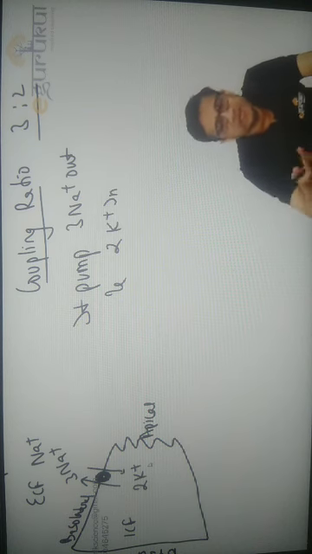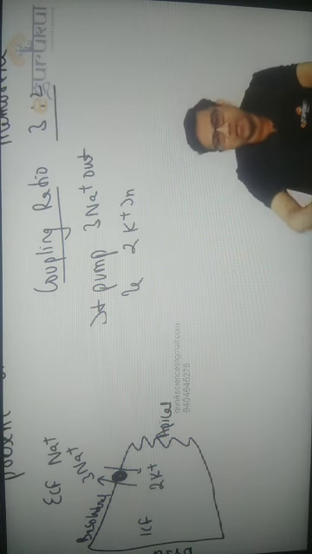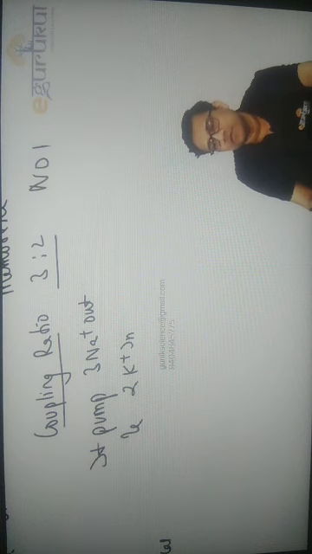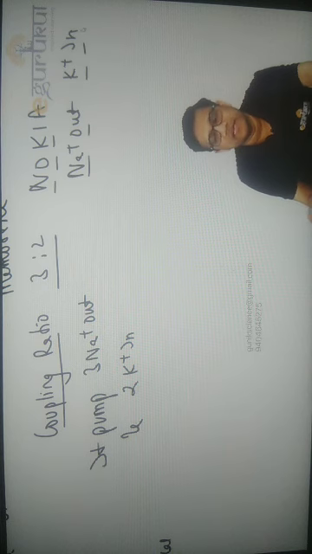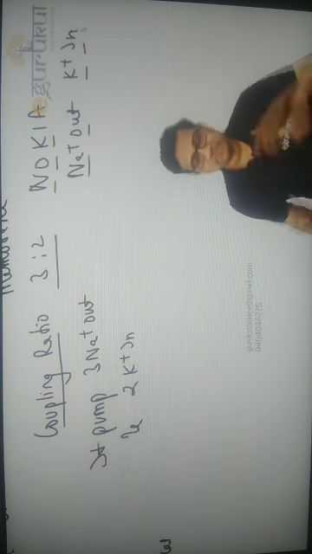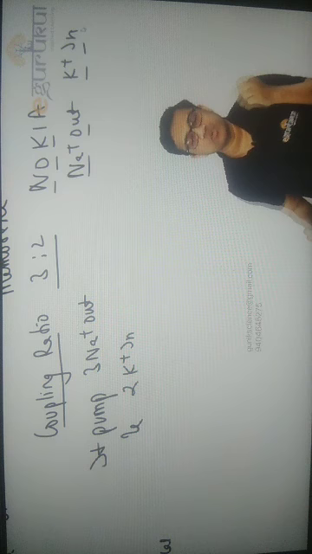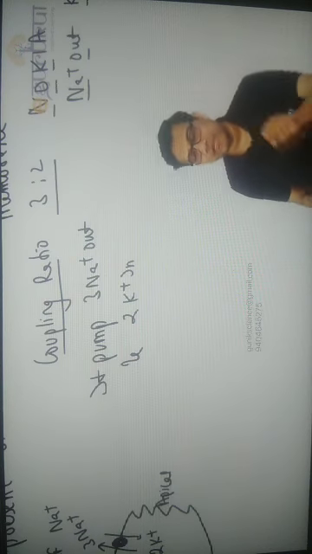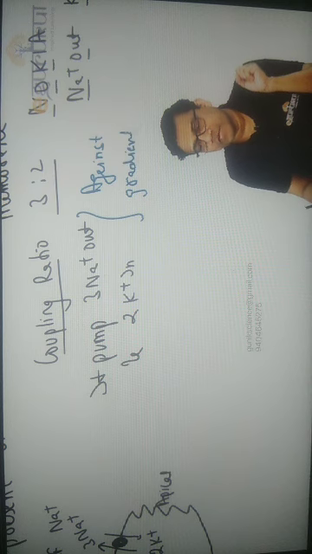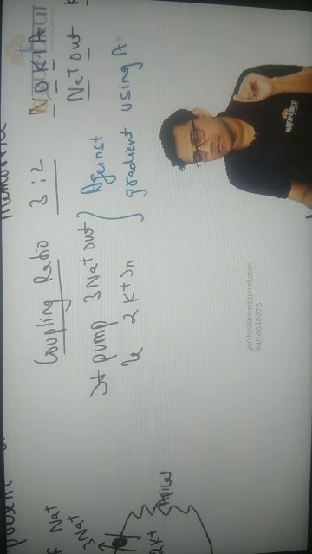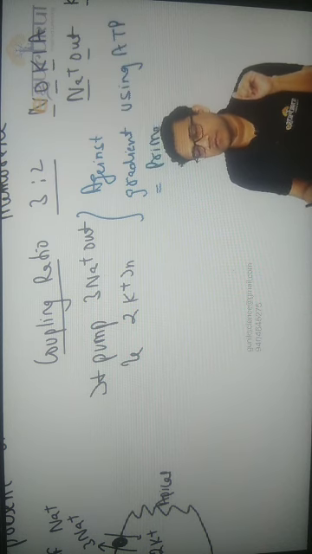Some people use a very easy mnemonic to remember it: Nokia. That is N out, K in, that is, sodium out, potassium in. Now understand, where is sodium more? Obviously sodium is more outside. Still, it is pumping sodium out, which means it is pumping against the gradient, using ATP. That's why it is primary active transport.